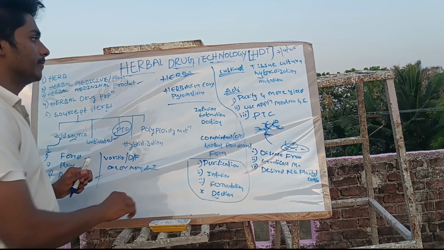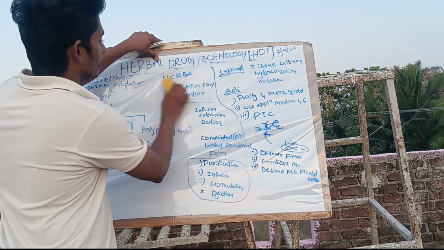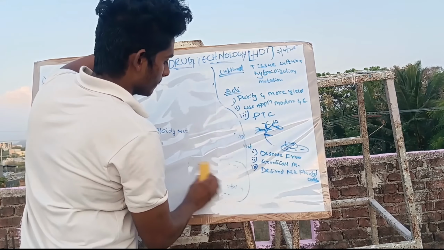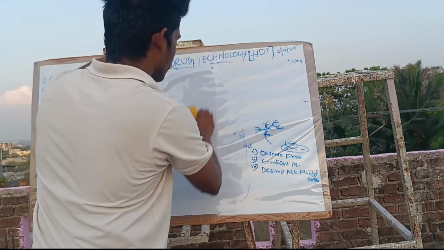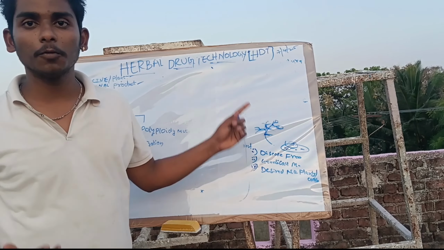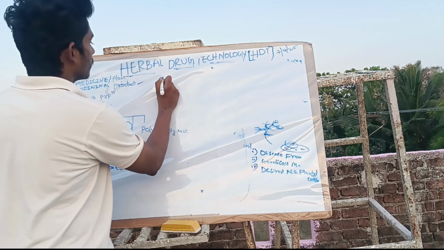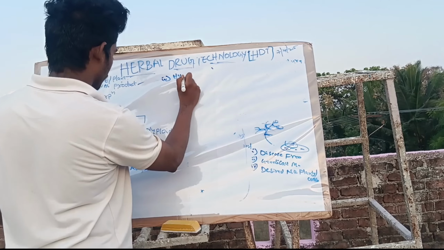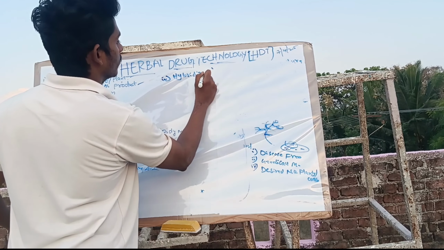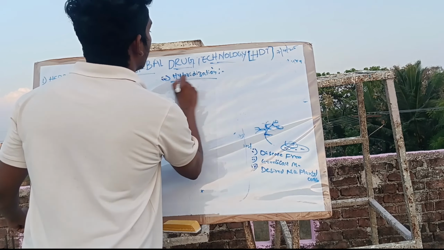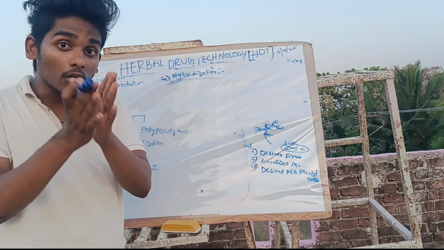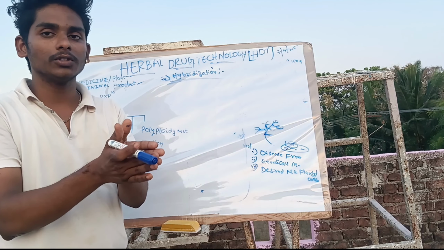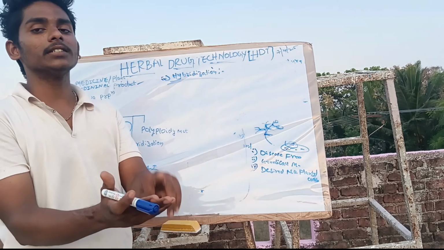Next, fourth one, hybridization. Hybridization is defined as producing a new variety of plants by crossing two different types of species or varieties in plants.